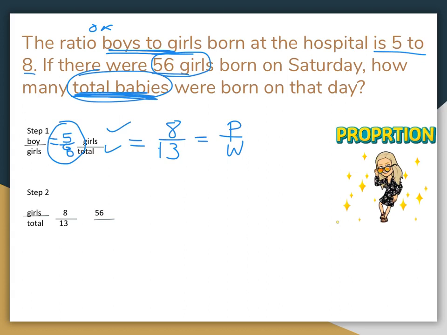Step number 2, use this ratio and the given information in the problem. Girls, 8, total 13. If there were 56 girls born, then what's the total? Now I can look at the relationship between girls in both ratios. And I'm going to scale this up by 7 to get 56, which means I'm going to scale 13 up by 7 as well. And 13 times 7, well, that's 91. So that means 91 babies were born on Saturday.